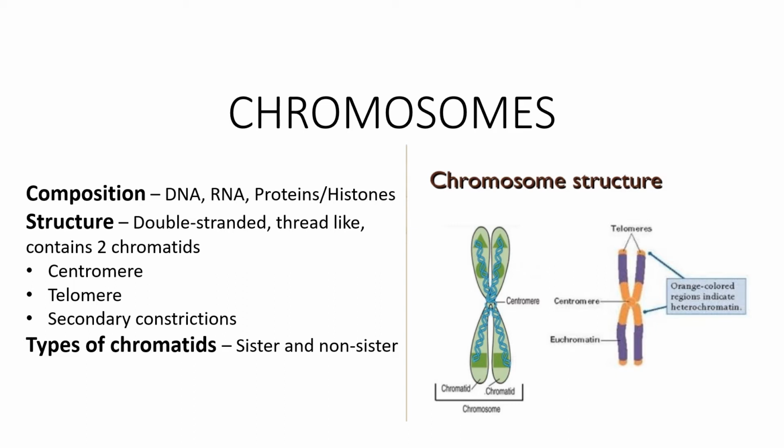Types of chromatids: sister chromatid and non-sister chromatid. In case of a sister chromatid, the two strands are identical, whereas in case of a non-sister chromatid, the two strands of the chromatid are non-identical.